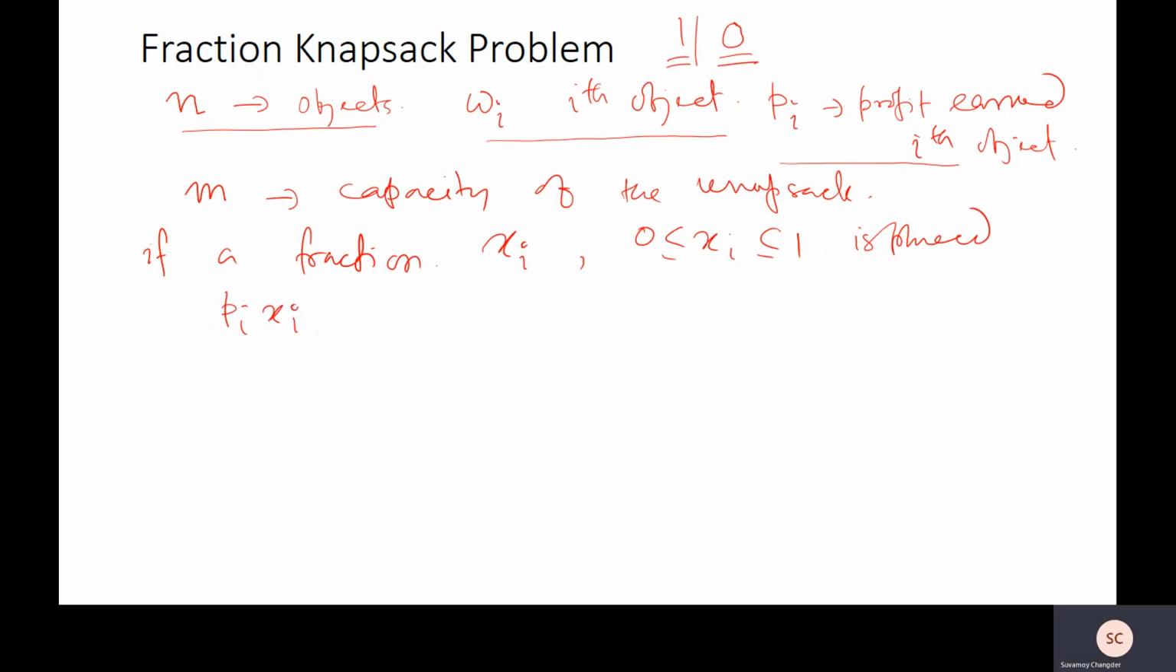So if we select a fraction, which is not allowed in 0 1, in a fraction knapsack problem, if a fraction xi of the ith object is selected, then we will earn a profit Pi into xi. Pi is the profit if we select the whole. If we select a part xi, then we will get Pi xi. So if xi is 0, we are not getting any profit. If xi is equal to 1, we are getting the whole profit.